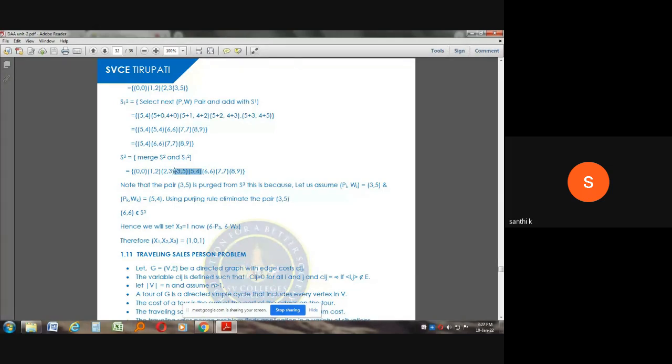Now we are left with the ordered pairs after the dominance rule: (0, 0), (1, 2), (2, 3), (5, 4), (6, 6). We removed (3, 5), (7, 7) and (8, 9). Now among the remaining ones, which is having the maximum profit? Tell me.